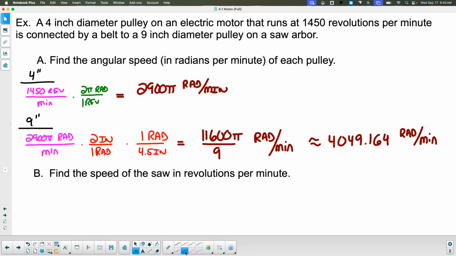Questions, comments, concerns? Yes. Well, I didn't know what... 2,900. Oops, I'm going to clear this out. 2,900 times 2 is 5,800. Divided by 4.5 is that. Times pi is that. How is it 9 on the bottom? Because that's what this fraction reduces to. You can divide them both by 0.5.